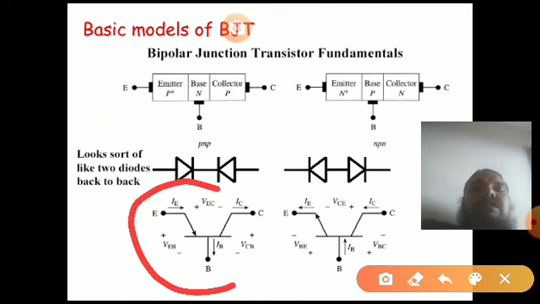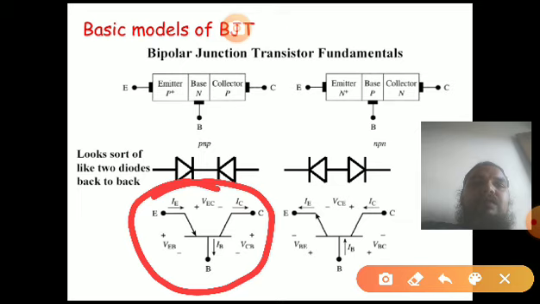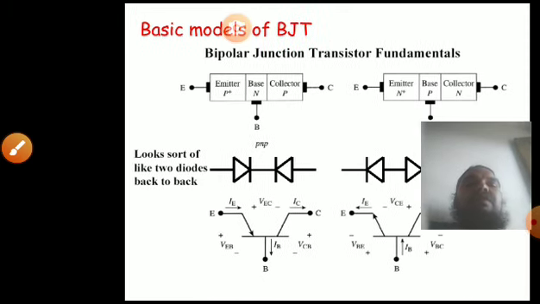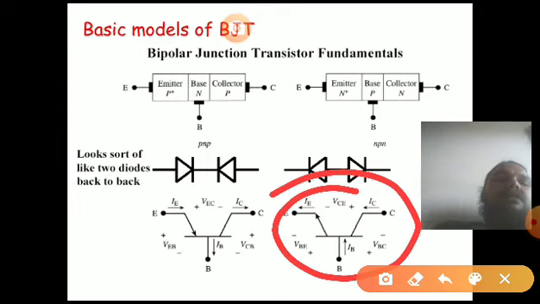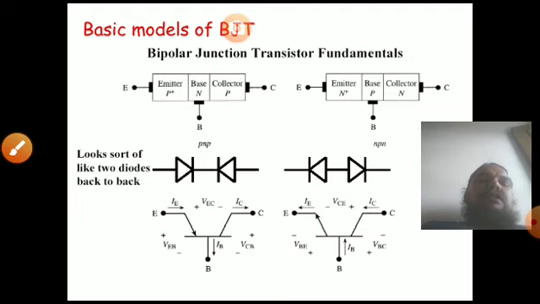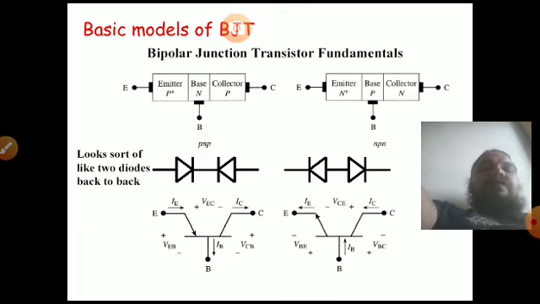The basic circuit of the NPN transistor: emitter current IE, voltage between base and emitter VBE when forward biased, collector current IC, and base current IB. Likewise for the PNP transistor, the emitter is reverse biased, with emitter current, voltage between collector and emitter VCB, collector current IC, and base current IB.